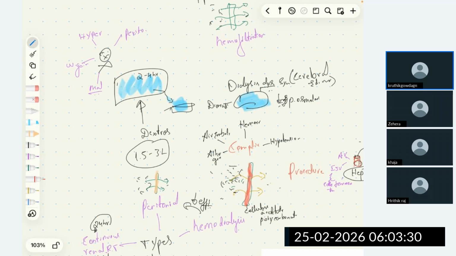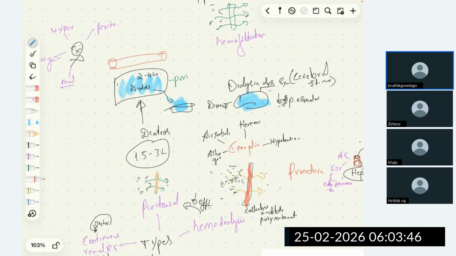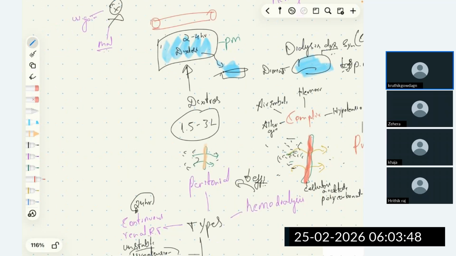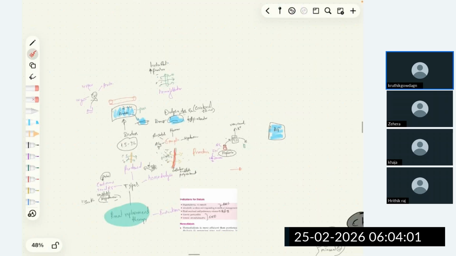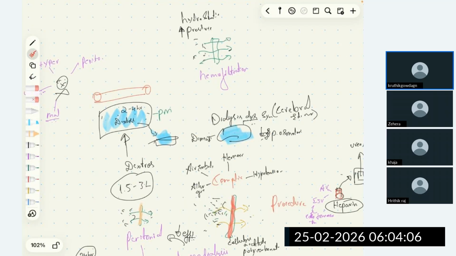Let's make this the peritoneal membrane. Now, this is the dextrose fluid which we have infused, and let's assume here are the blood vessels in the peritoneal cavity. Here in the dextrose solution, the solute concentration is low. Here the solute concentration is high, so the solutes will move from the region of higher to lower concentration, thereby removing all these toxic substances: urea, creatinine, potassium, and hydrogen. Thereby our work is done.